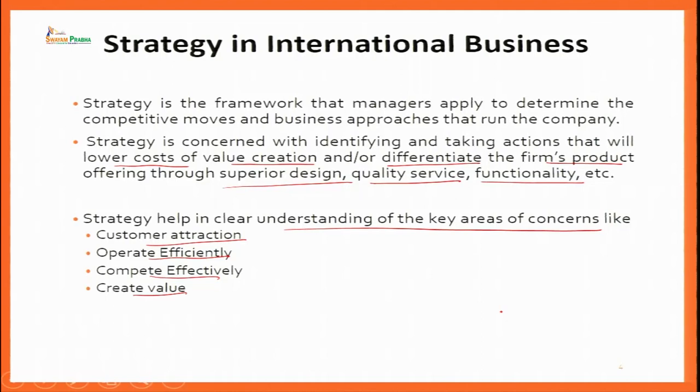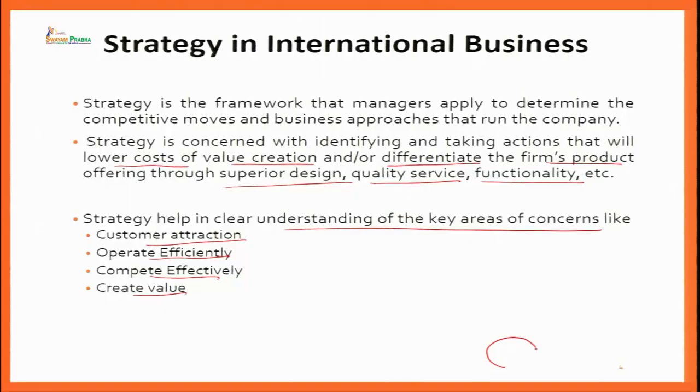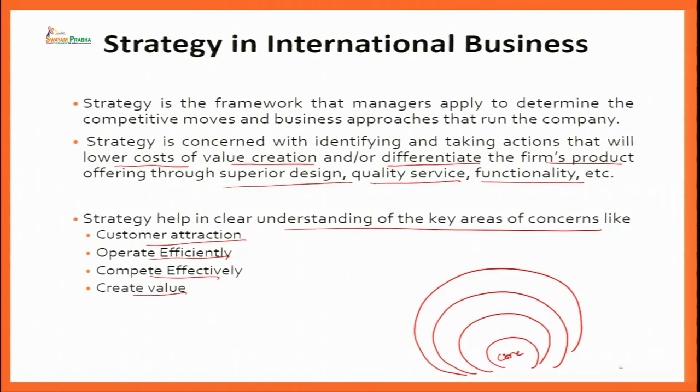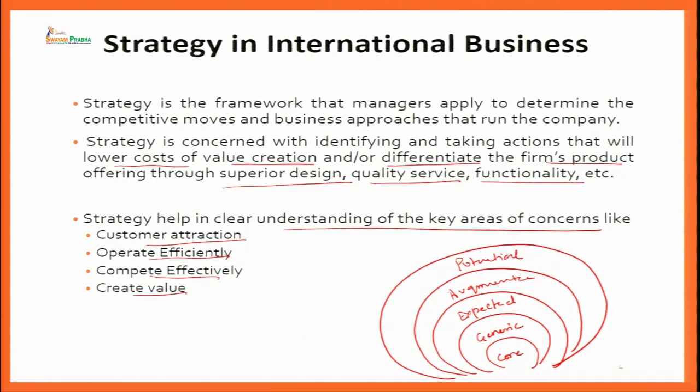value. When you are framing a strategy, you will first of all be trying to find out how I am going to create the value in my product. Product has certain areas, these are the different levels of the product. This is your core product. This is your generic product. This is your expected product, augmented product, and then comes the potential product that may come in the future.